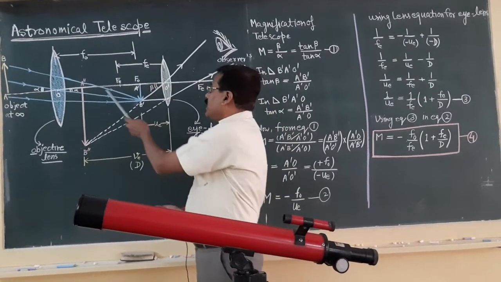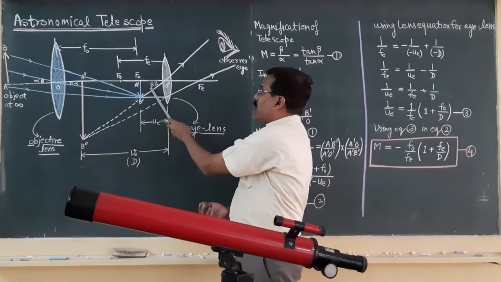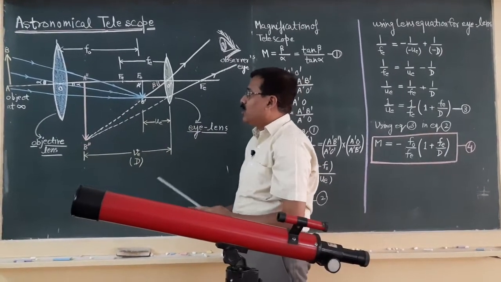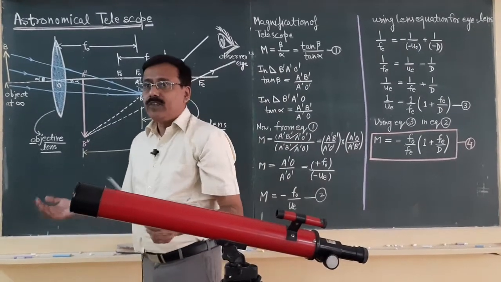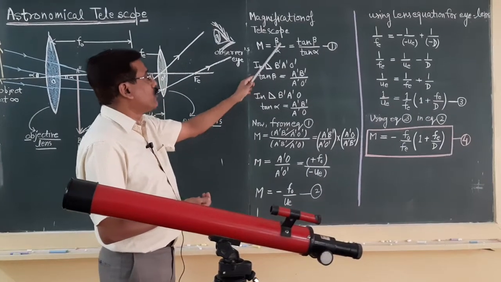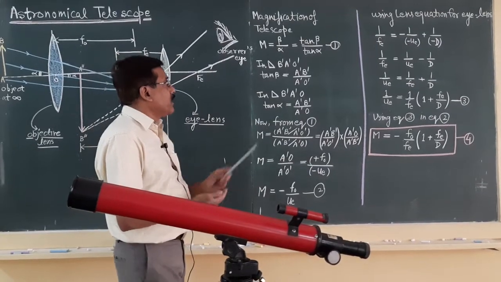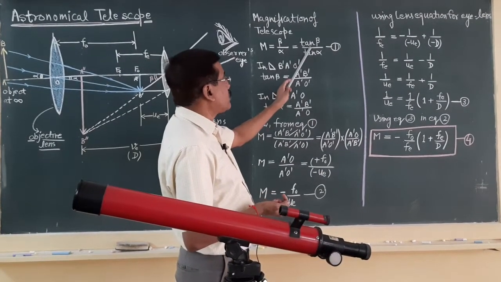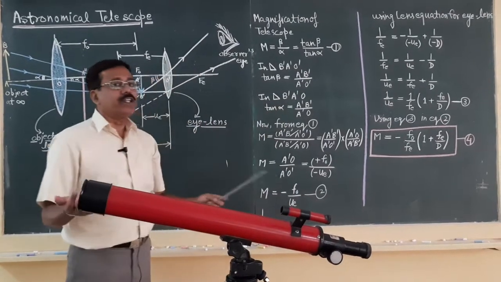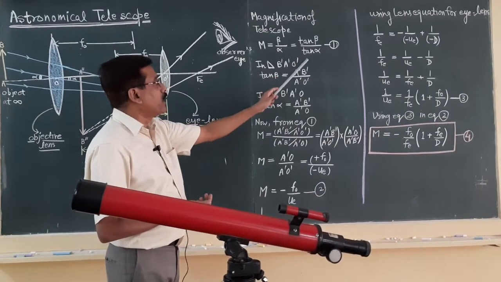Now alpha is the visual angle for the distant object, and beta is the visual angle for the image formed by the eye lens. For the magnification of this device, we already know that magnification is given by the ratio of the visual angle by the image to the visual angle by the object. It can also be written as the ratio of tan beta and tan alpha. To find the expression in known parameters, we will find the values of tan beta and tan alpha.